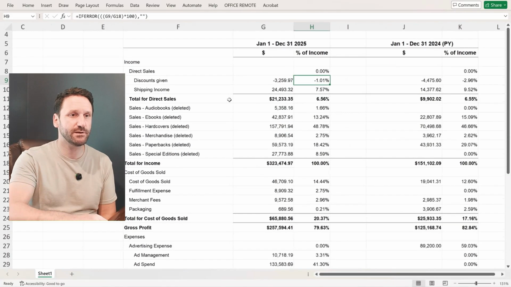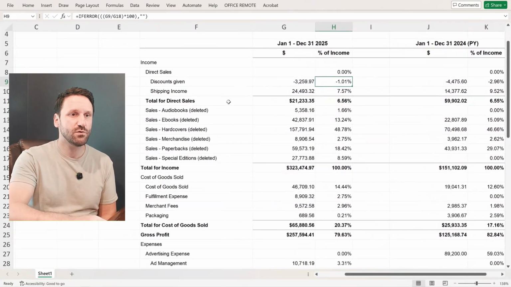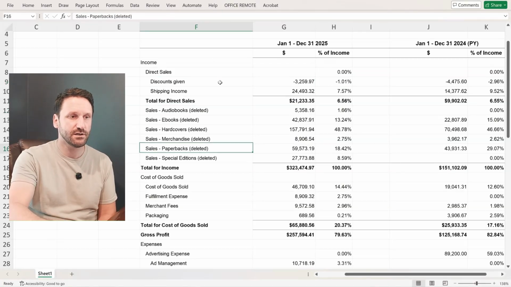Let's zoom in a little bit so we can see these numbers a little bit better. So with every profit and loss, at the top, you're going to have your revenue. This is money that you've earned. So all that's coming up here.